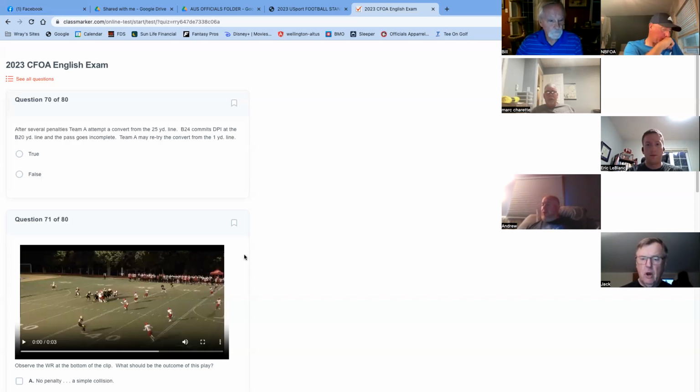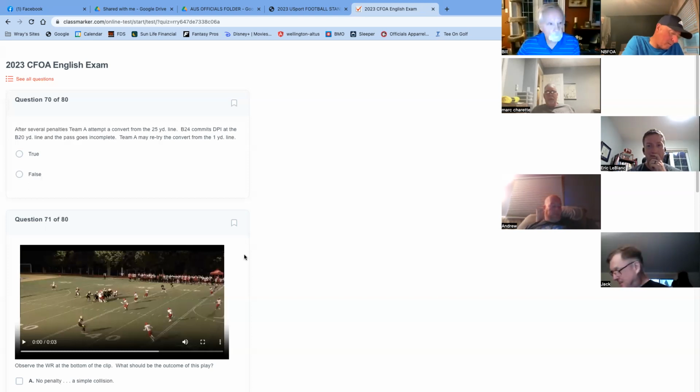Yeah. I think it's a 15-yarder on the convert, isn't it? Yeah, that's the significant point here, folks. Yeah, that it is, because it's 6, 4, 10. They can retry the convert 15 yards in advance of the point of last scrimmage. So the spot foul doesn't apply? Nope. Not in a convert. Convert's different. Learn something every day. So the answer is false then.